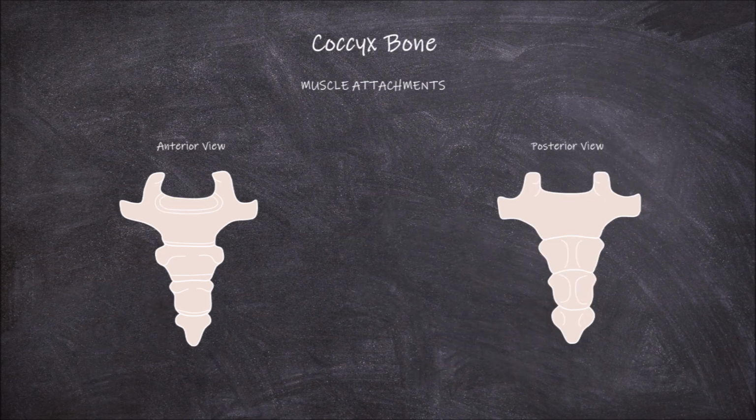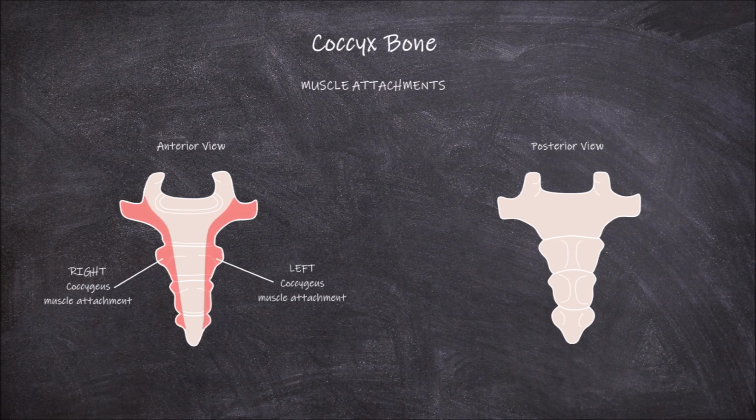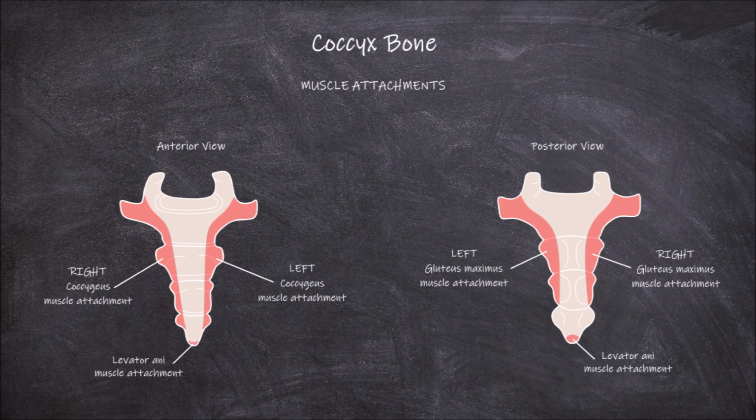What about the muscles that attach to this bone? There are 3 muscles that attach to this bone. A portion of the coccygeus muscle inserts onto the anterior portion of the lateral sides of this bone. A small portion of the gluteus maximus muscle originates from the posterior portion of the lateral sides of this bone. The levator ani muscle group inserts onto the end of this bone.